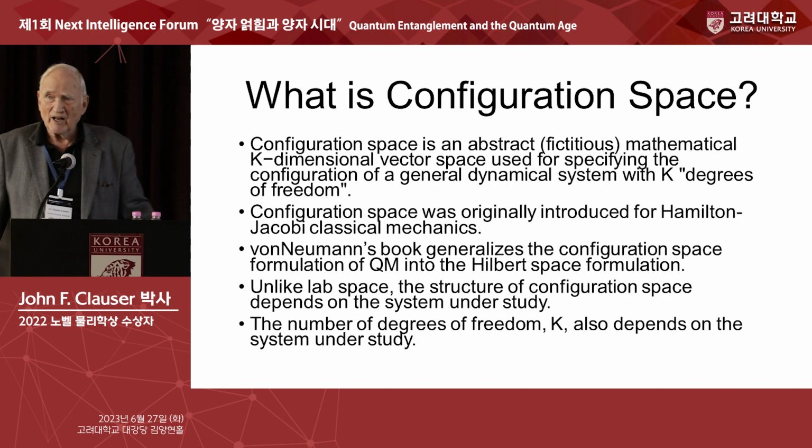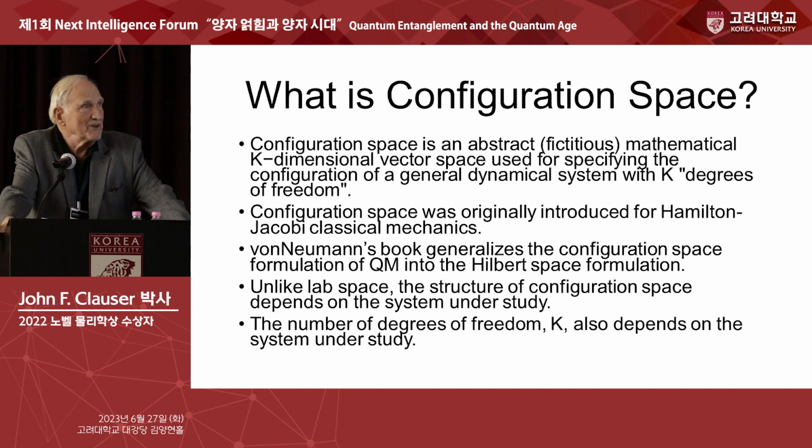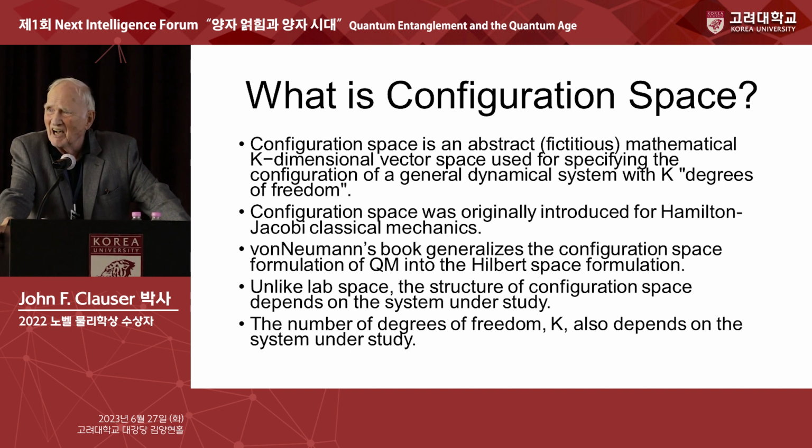So, what is configuration space? Configuration space is a totally abstract mathematical space. It's got any number of dimensions in it, or what they call dimensions. They're not dimensions, actually. They're what is referred to as degrees of freedom of the system. It was originally introduced for Hamilton-Jacobi classical mechanics. And von Neumann's book takes us even further. He takes configuration space and he generalizes this into Hilbert space. Even harder to understand.